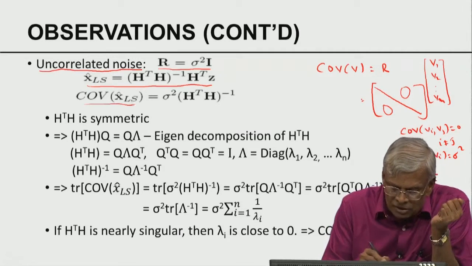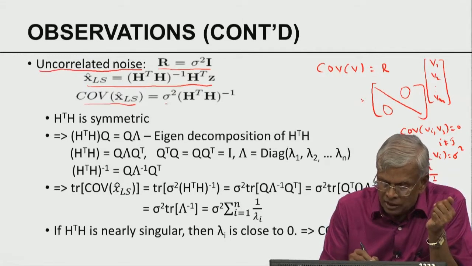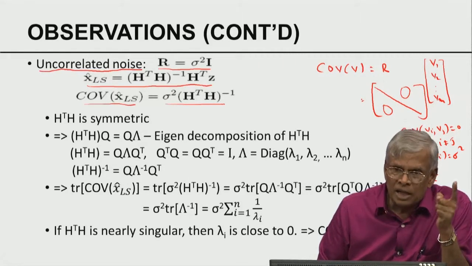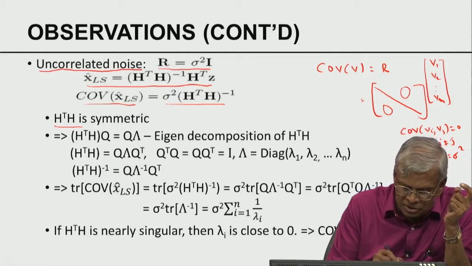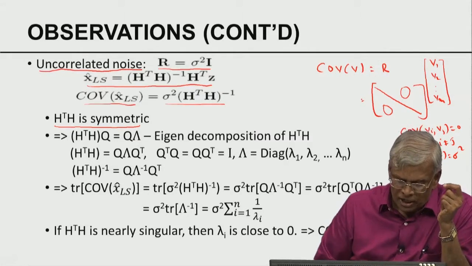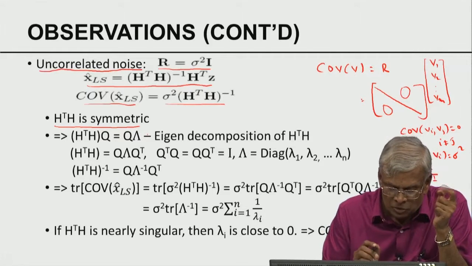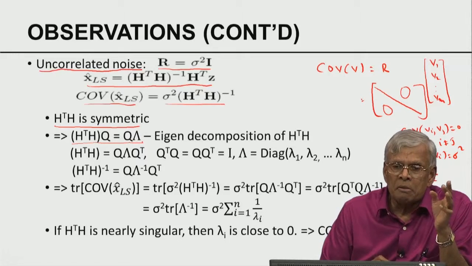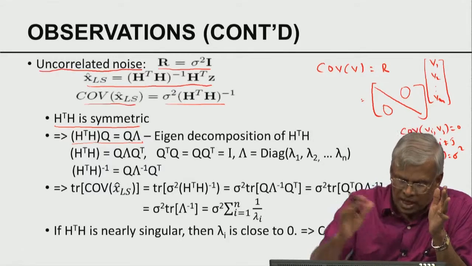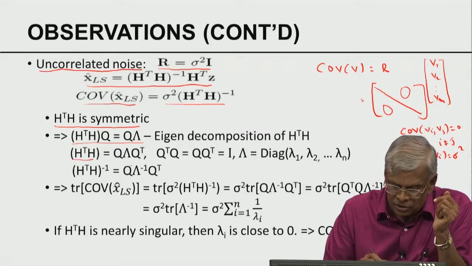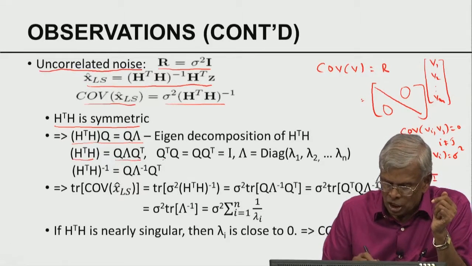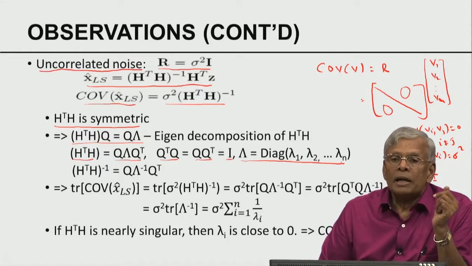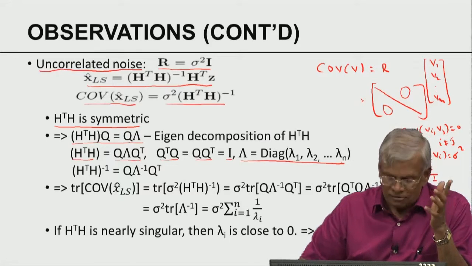The covariance of this is simply the inverse of the Hessian, which is given by H transpose H. You remember that? That is a Gramian. H transpose H is symmetric. If I do an eigen decomposition of H transpose H, I get this. Q is the matrix whose columns are the eigenvectors. H transpose H is equal to Q lambda Q transpose. Q transpose Q is I. Lambda is the diagonal matrix with n eigenvalues.